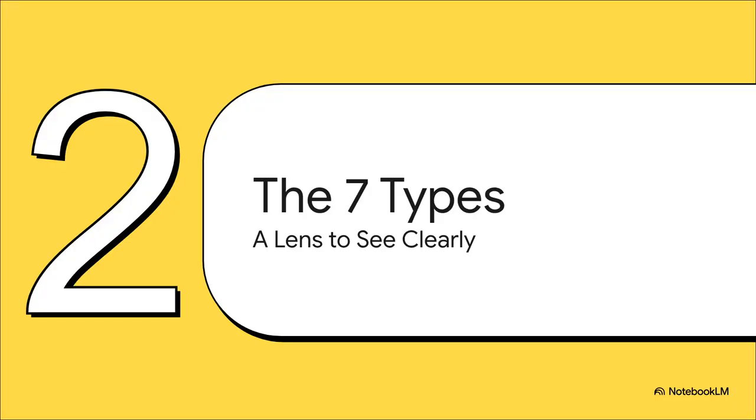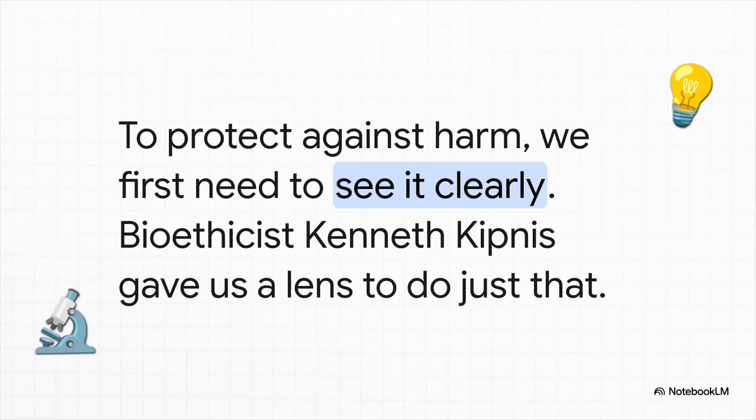Okay, so how do we actually spot this risk and protect people from it? Well, lucky for us, there's a tool for that. We're going to look at a framework that breaks vulnerability down into 7 different types, giving us a lens to see it all more clearly. It just makes sense, right? To protect someone from harm, you first have to be able to see that harm clearly.